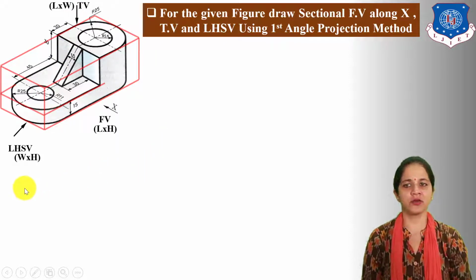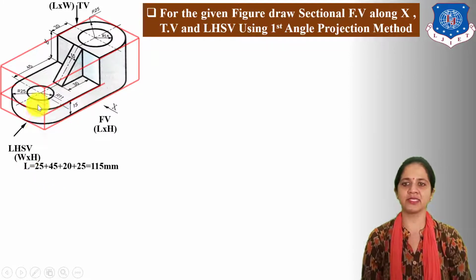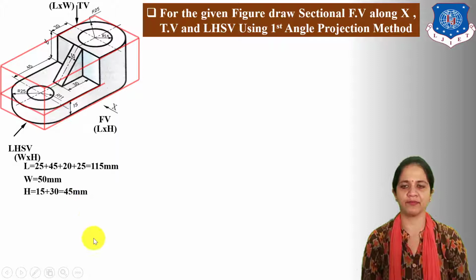First, let us find out the maximum length, maximum width and maximum height of this given figure. Maximum length is equal to 25 radius plus 45 plus 20 plus 25 radius, which is equal to 115 mm. Maximum width is equal to 25 plus 25, meaning total diameter 50. Maximum height is equal to 15 plus 30, which is equal to 45 mm.